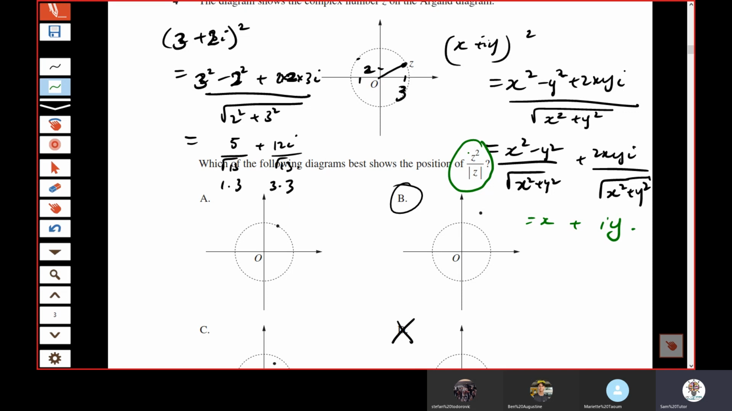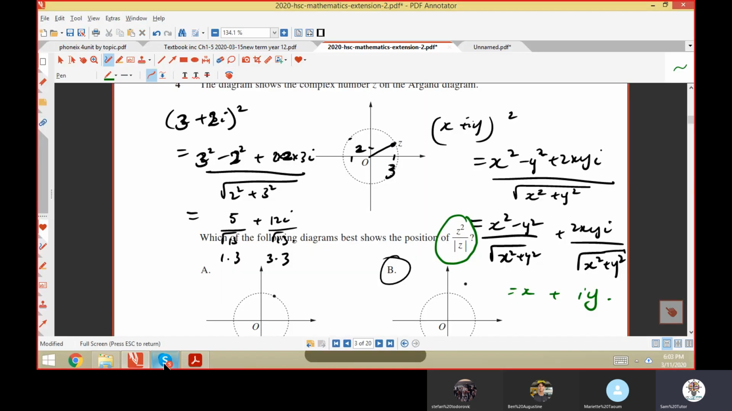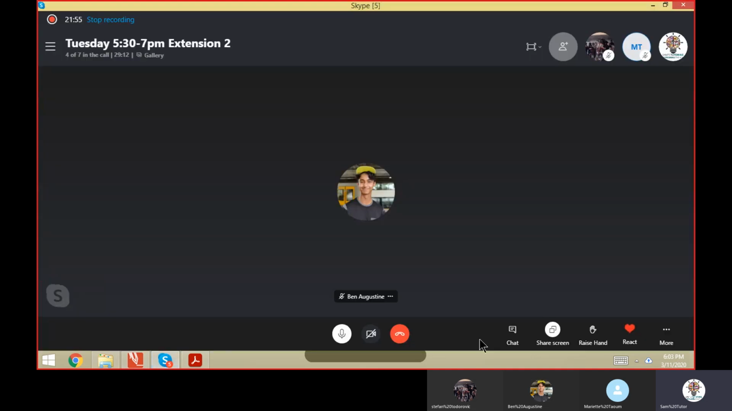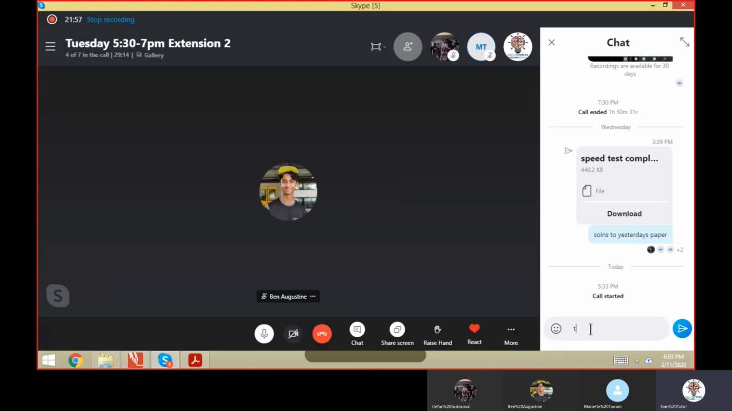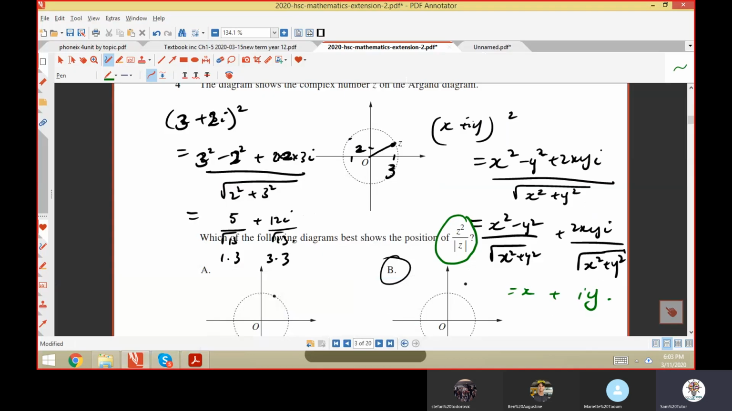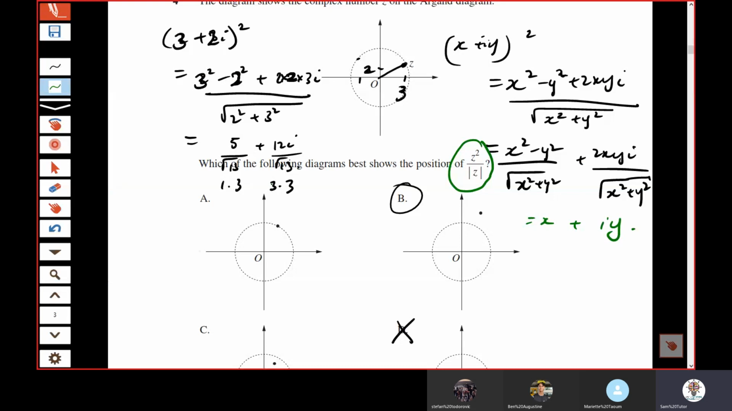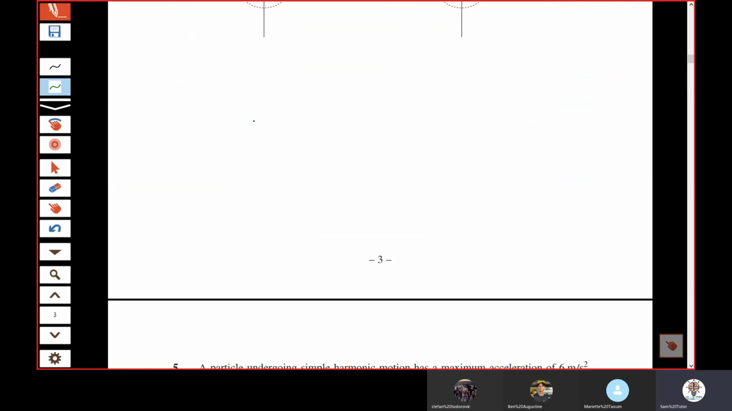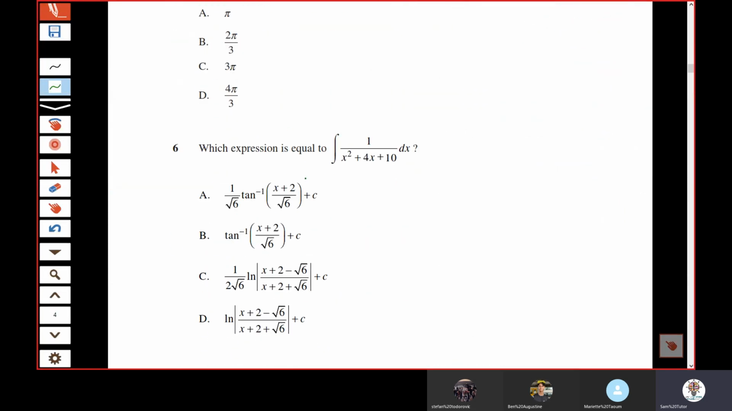Maybe that's a good note for me to make right now. Let's go through the theory of complex numbers, something we've been talking about. Got it. Next. Keep going.